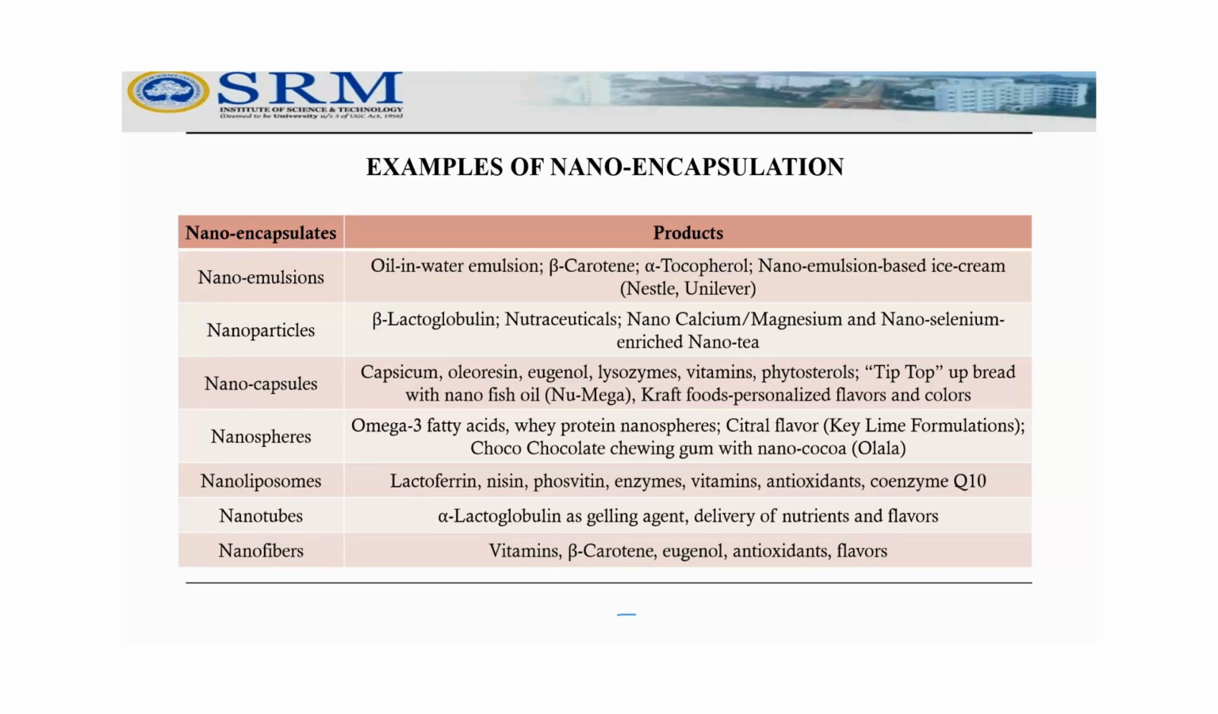Then nano liposomes: lactoferrin, niacin, and enzymes, as well as some of the vitamins and antioxidants. Coenzyme Q10 could be produced as nano liposomes. Then nanotubes, alpha lactoglobulins as gelling agent. They are also used to deliver nutrients and flavor. Nanotubes could be used to deliver nutrients and flavors in a product, also for a particular group of people. Nanofibers: vitamins, beta carotenes, antioxidants, and flavors.